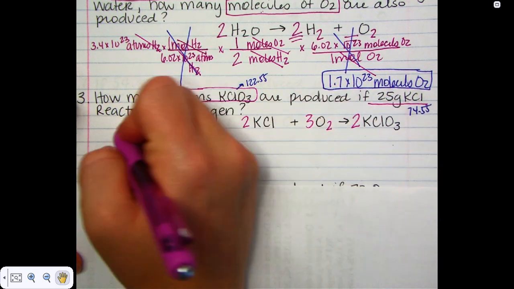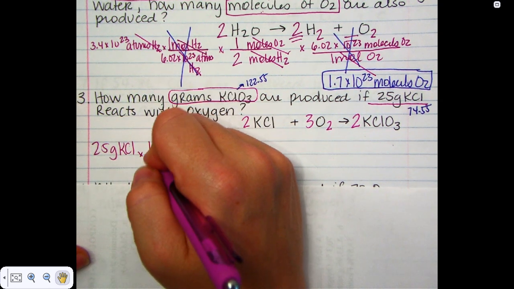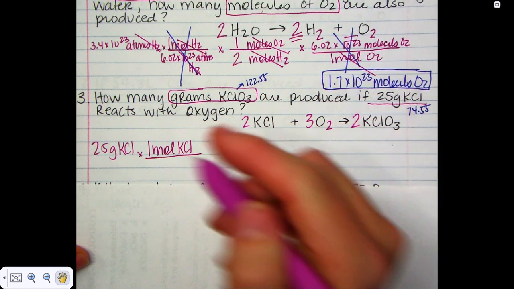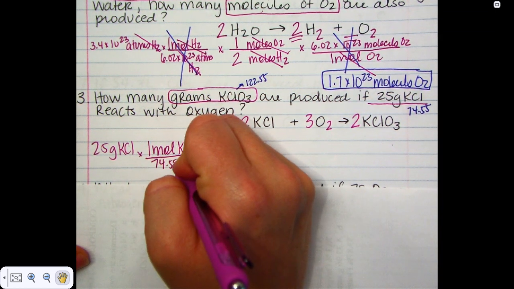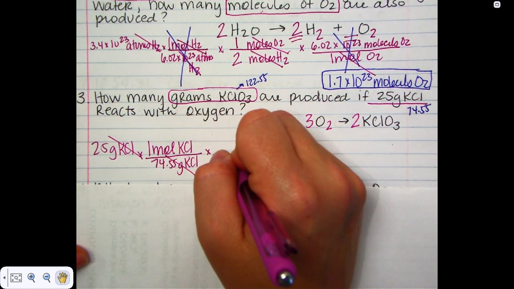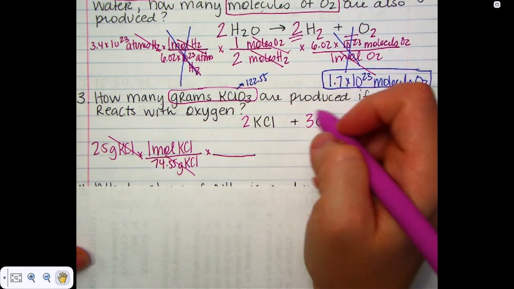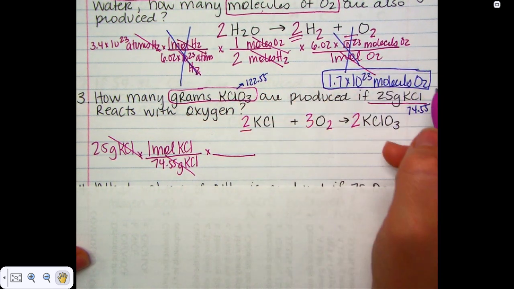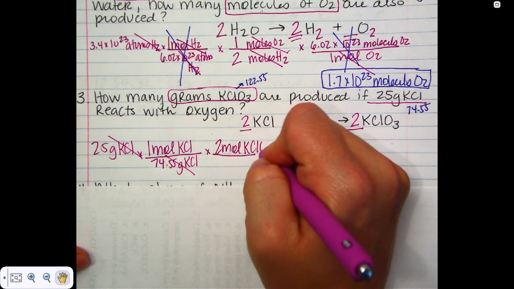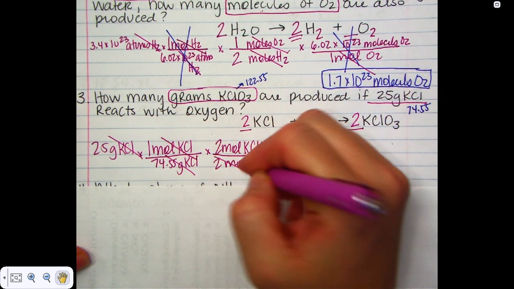All right, so let's start setting up our problem. I'm starting with 25 grams of KCl. First step, go to moles. 1 mole KCl over the molar mass of KCl, 74.55 grams of KCl. That gets me out of grams and into moles, moles of KCl. I need to go from moles of KCl to moles of KClO3. So I've got 2 moles of KCl and 2 moles of KClO3. 2 moles KClO3 over 2 moles KCl. The moles of KCl are going to cancel.